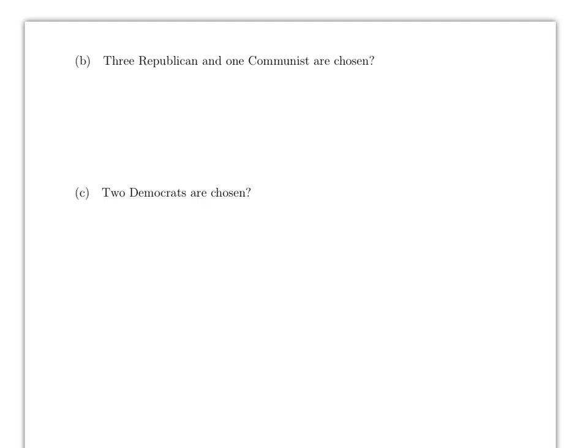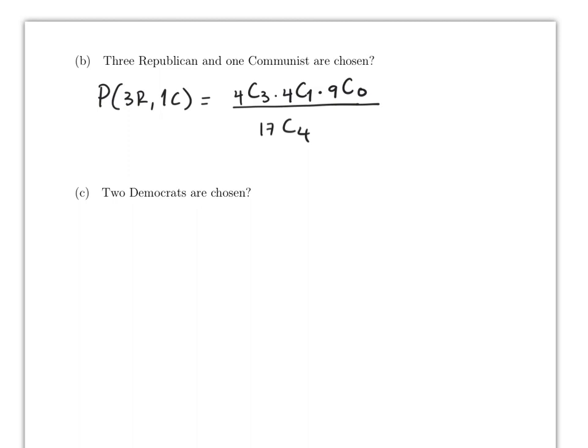Using the previous information, remember we're still selecting 4 people from 17. So what's the probability that you'll get 3 Republicans and 1 Communist? Since we're still selecting 4 from 17, the bottom is not going to change. On the top, remember that you have 4 Republicans and you want 3. There are also 4 Communists and you want 1. That means there are 9 people left and you don't need any. By the way, you can leave the answer exactly like this. There's no need to simplify anything. Just leave it like this on the test.